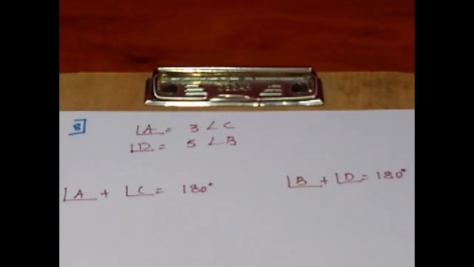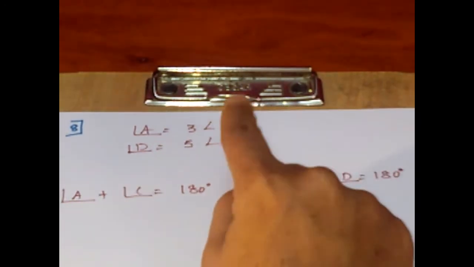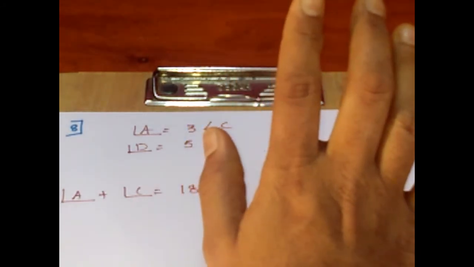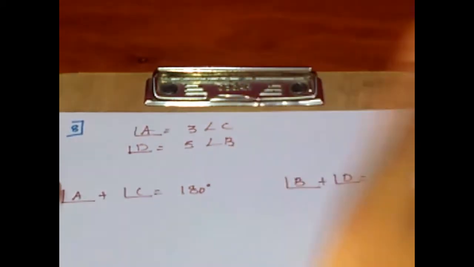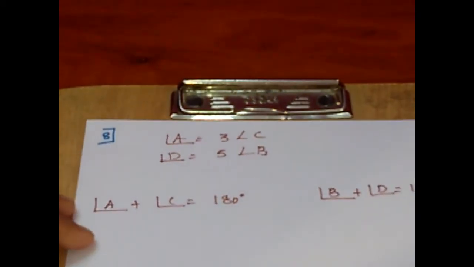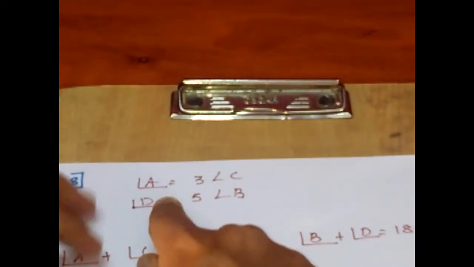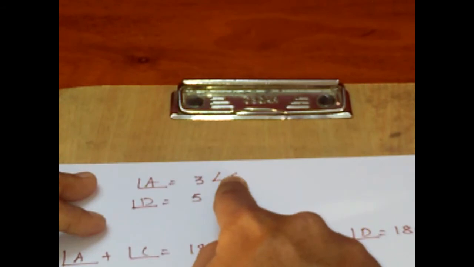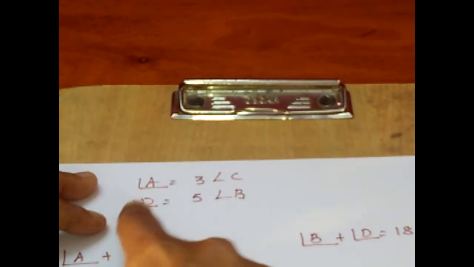Next, question number 8. In question number 8, it is said that in a cyclic quadrilateral ABCD, angle A is equal to 3 times angle C and angle D is equal to 5 times angle B. Find the measure of each angle of the quadrilateral. So for this problem, the diagram is not so necessary or important. So I have not taken the diagram, children. The given statements are only 2. First is angle A is equal to 3 times angle C, and the second one, angle D is equal to 5 times angle B.